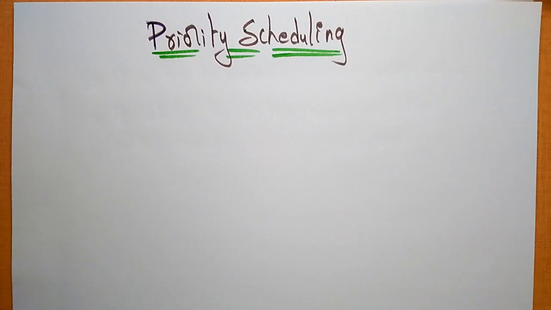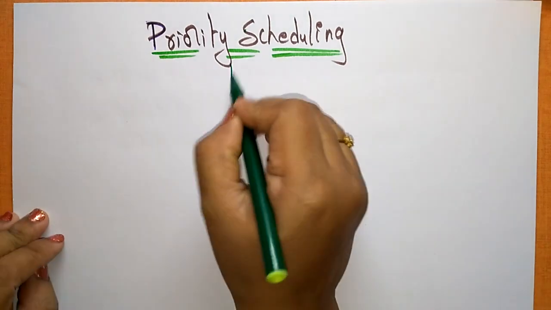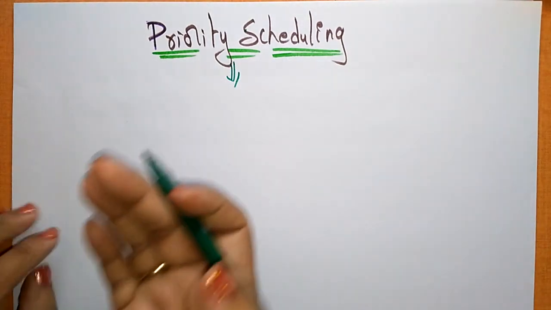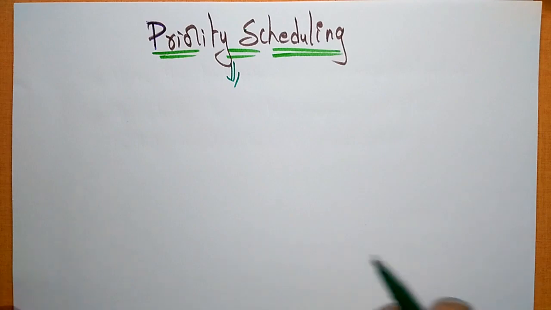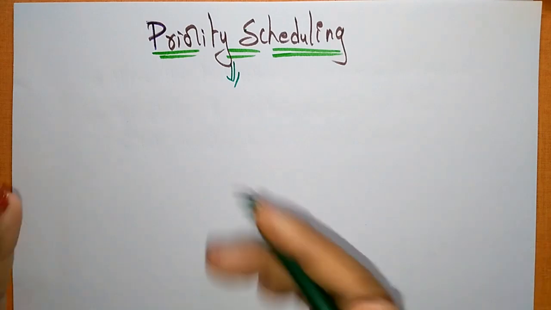Hi students, coming to the next scheduling algorithm, that is the priority scheduling algorithm. Now let us see what this priority scheduling algorithm is. The name itself says that you have to select the highest priority first.